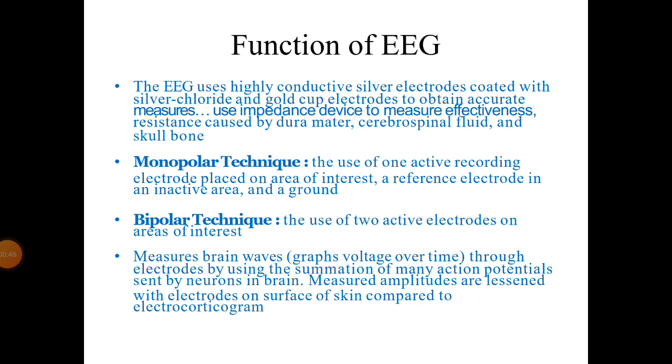In the monopolar technique, one active recording electrode is placed on the area of interest, and a reference electrode is placed in an inactive area underground. In the bipolar technique, two active electrodes are used on areas of interest.